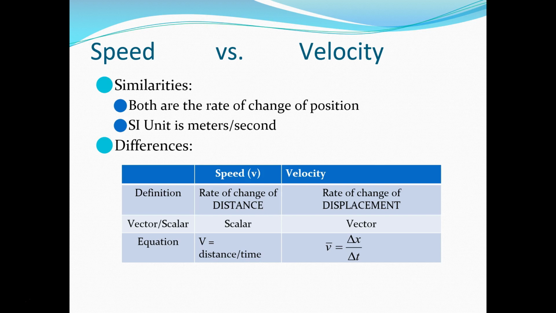However, they do have major differences. Speed is your rate of change of distance. Velocity is your rate of change of displacement. Basically what this means is that speed is a scalar quantity. It's going to be your distance divided by your time, whereas velocity is going to be a vector quantity. It's going to be your displacement divided by your time. So once again, velocity is going to have a direction to it, but it also is only concerned with our final position and our initial position.